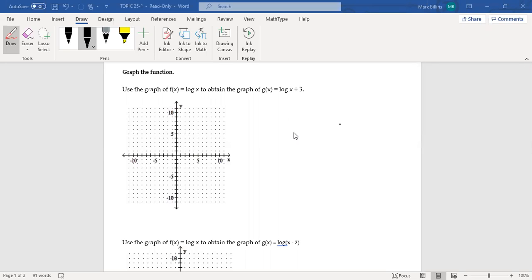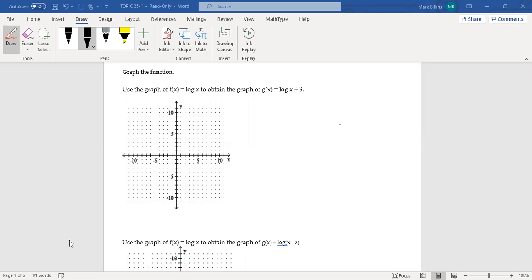We'll discuss graphing logarithmic functions and their transformations, and also finding the domain of logarithmic functions. So let's start with graphing a logarithmic function. Let's first start by talking about the parent function and some important information about logarithmic functions.